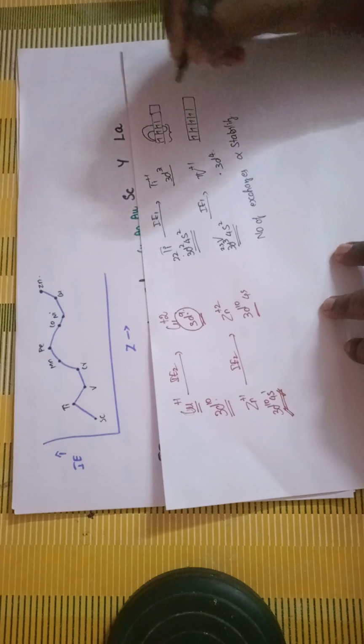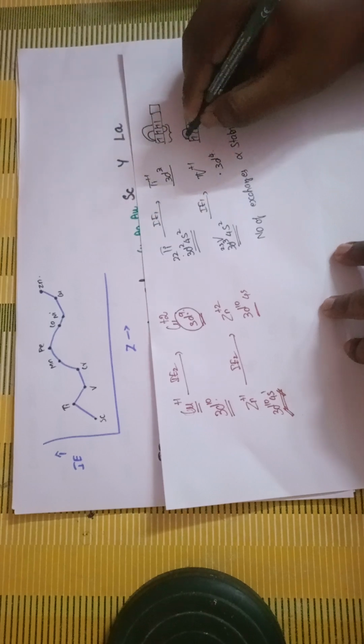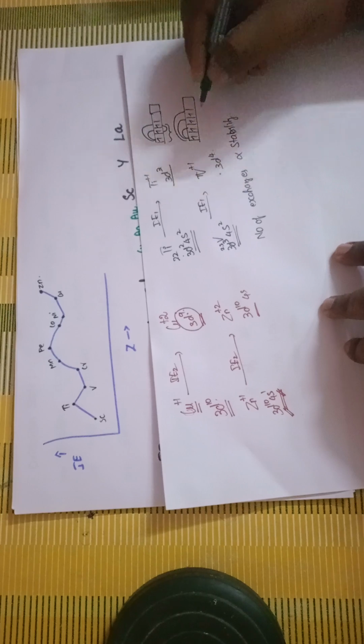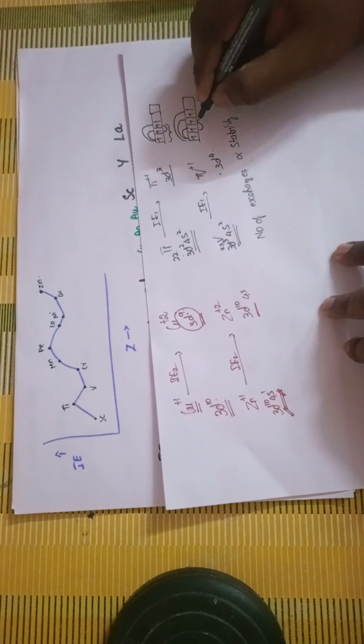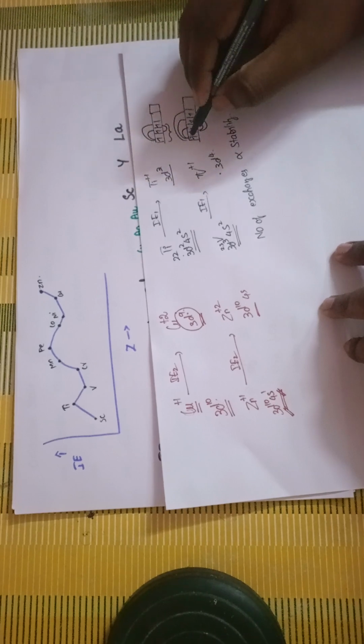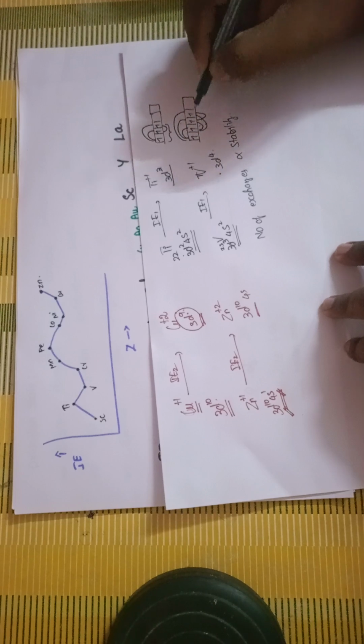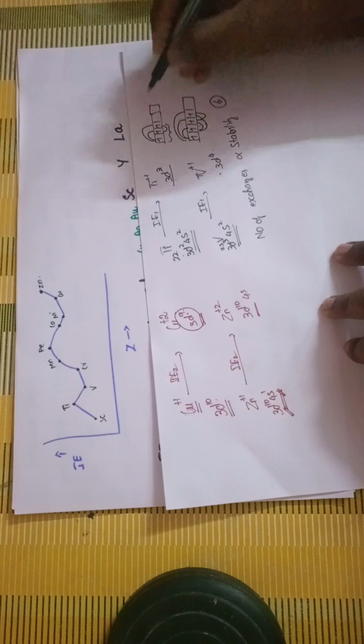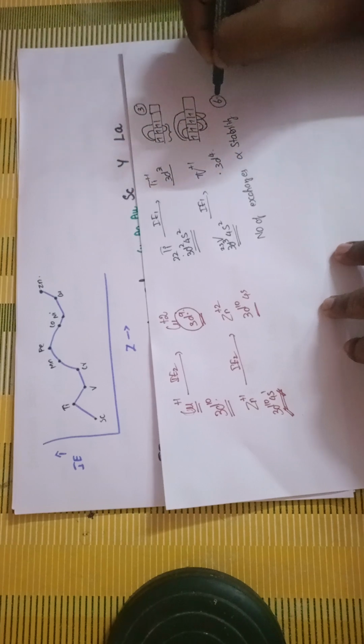So here 3 exchanges. The first electron can exchange the spin with the other 3 electrons. The second electron can exchange the spin with the other 2 electrons. The third electron can exchange the spin with the other 1 electron. So 3 plus 2 plus 1, 6 exchanges are possible. Here 3 exchanges, here 6 exchanges.